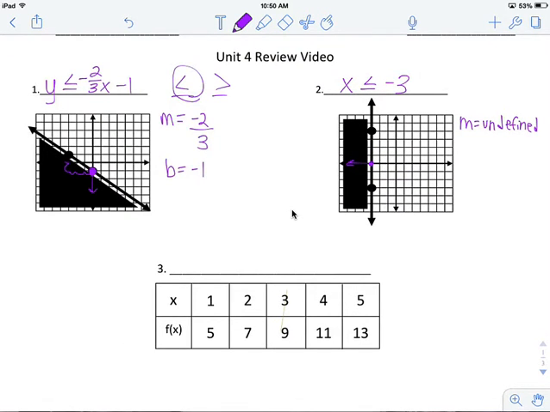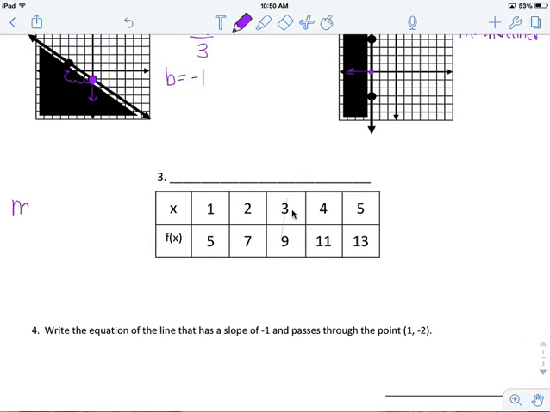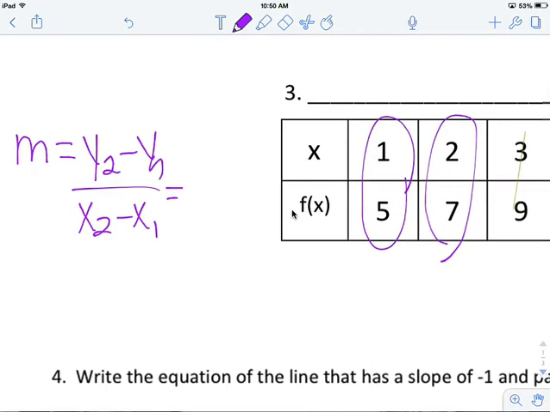My next example is of a table, and you have two options when you have a table. Your first option is to stick with your slope formula. You can pick any 2 points from your table. So if I just pick the first 2, you can set it up to find slope. So I would have 7 minus 5 over 2 minus 1, and we would get 2 over 1.